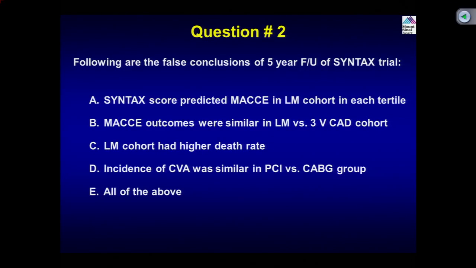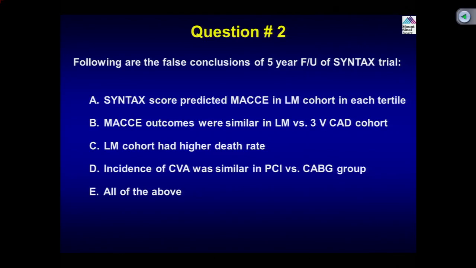Second, the following are the false conclusions of the 5 year follow up of the SYNTAX trial. The SYNTAX score predicted MACE in the left main cohort in each tertile. MACE outcomes were similar in left main versus three vessel CAD cohort. The left main cohort had a higher death rate. Incidence of CVA was similar in PCI versus CABG group. And all of the above.